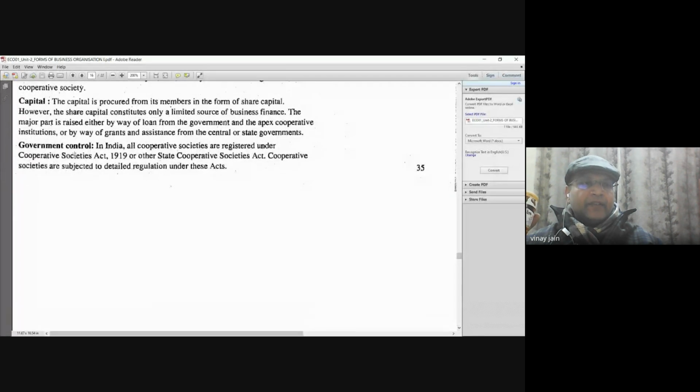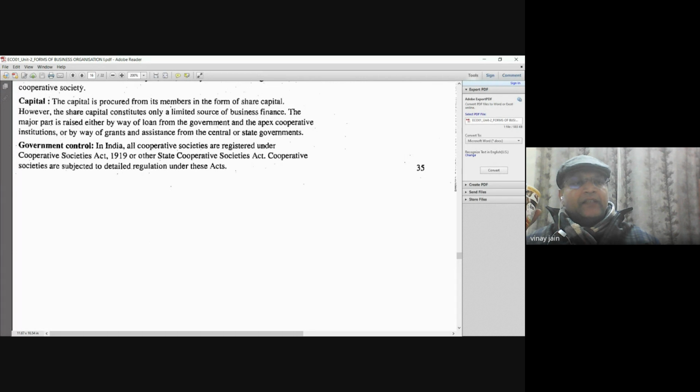Then capital. If we talk about capital, guys, as I have just told you, the capital is procured, means collected, from its members in the form of share capital. However, the share capital constitutes only a limited source of business finance. Major part is raised either by way of loan from the government and the apex cooperative institutions or by way of grants and assistance from the central or state government.